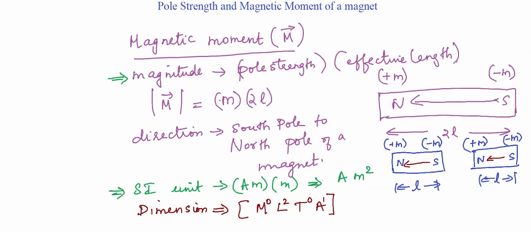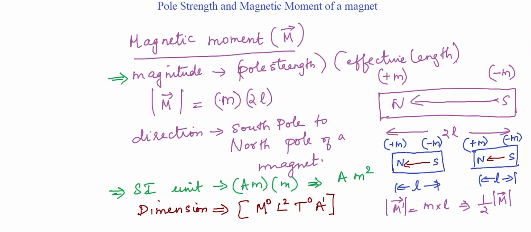And what will be the magnitude? The magnitude is given by the pole strength multiplied by the effective length. So each one will have a magnitude of, let's say, M dash. Magnitude of M dash is equal to M into L, which is in turn half of the original magnetic moment. So both of them will have half of the magnetic moment M.